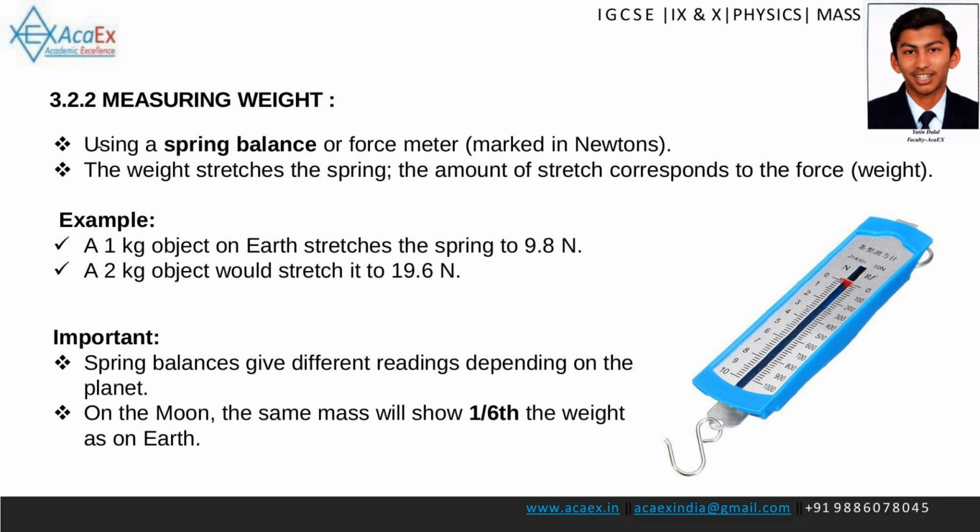The weight of an object stretches the spring. The amount of stretch corresponds to the force or weight. For example, a 1 kilogram object on Earth stretches the spring to 9.8 newtons. A 2 kilogram object would stretch it to 19.6 newtons. Importantly, spring balances give different readings depending on the planet. On the Moon, the same mass will show 1/6 the weight as on Earth.